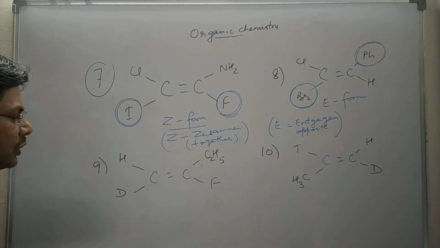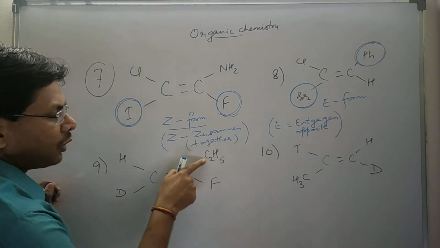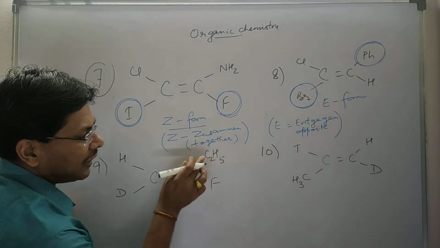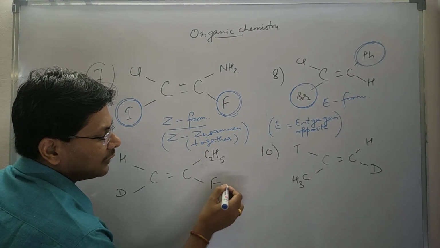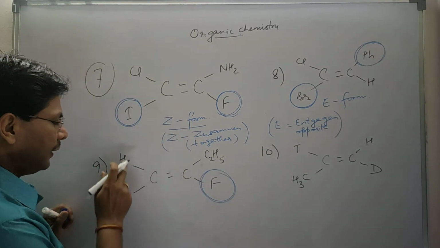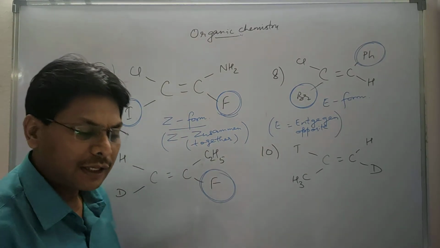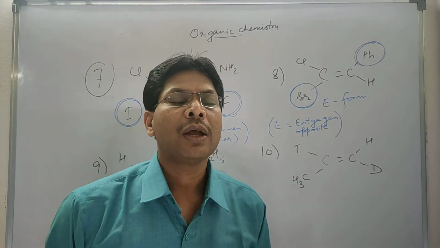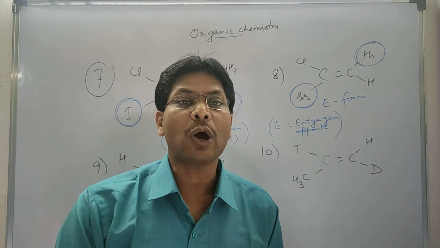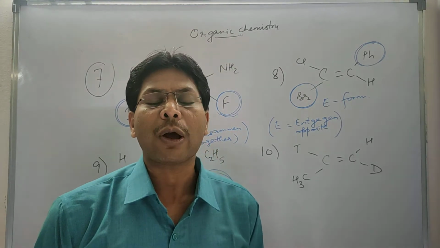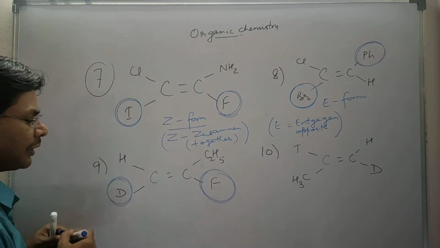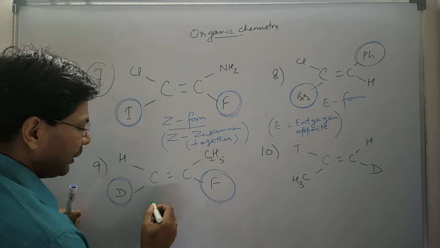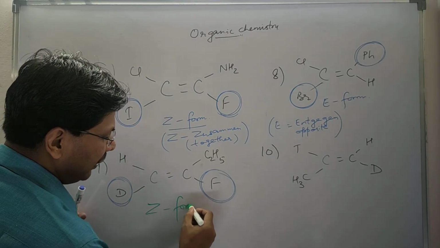Let's see question number 9. Out of ethyl group and fluorine, we find that the carbon of ethyl has atomic number 6, but fluorine is 9. So fluorine will be given more priority. Now out of hydrogen and deuterium, in case of isotopes, we take the higher atomic mass, because for isotopes the atomic number remains the same. So deuterium will get more priority. So it will be a Z form.